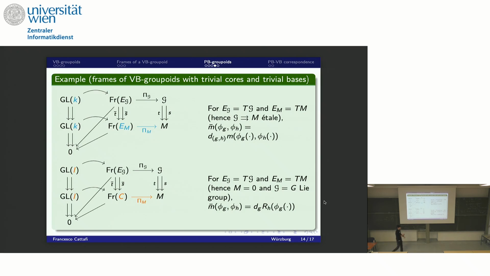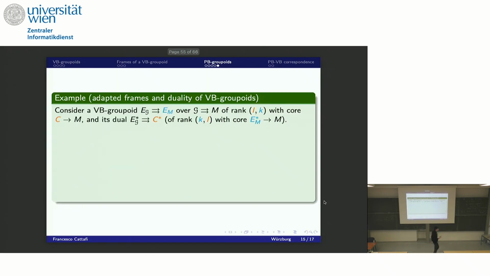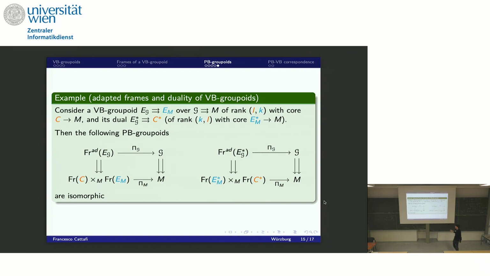Something else that we also worked out in the paper to better understand this notion was duality. We had before that for any VB-groupoid, one can always define a dual VB-groupoid, where the roles played by the core and the base are just swapped. So one can start with this VB-groupoid and its dual, and consider the adapted frame for both the groupoid and the dual. What one could guess is that these two actually turn out to be isomorphic. This is true, even if it's not immediately obvious. There are a couple of lemmas that need to be proved to check this.